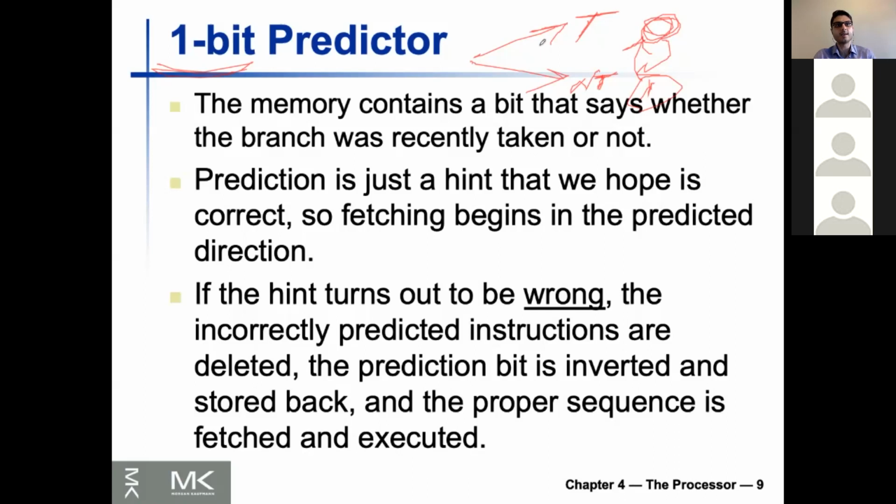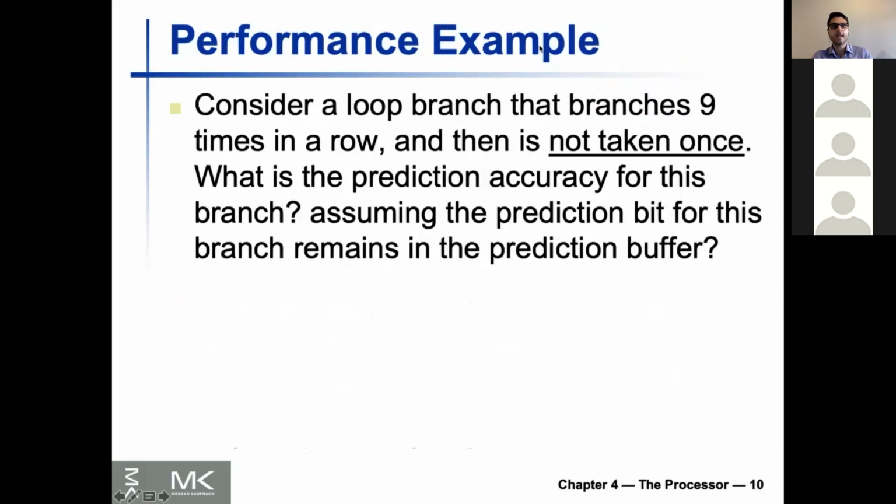So let's see what the pros and cons of having a 1-bit predictor are. Assuming you have a loop branch.